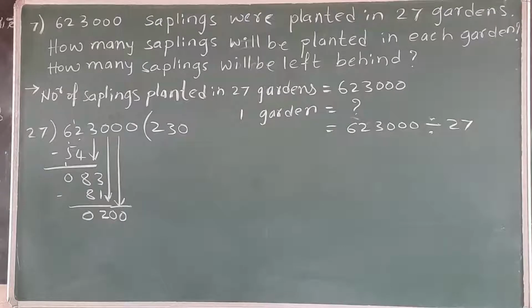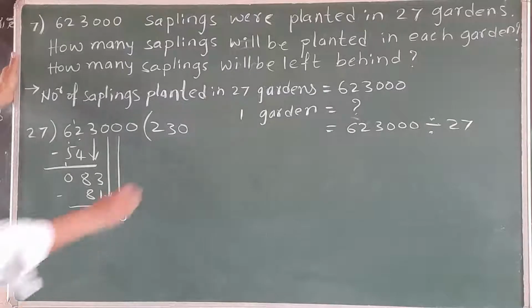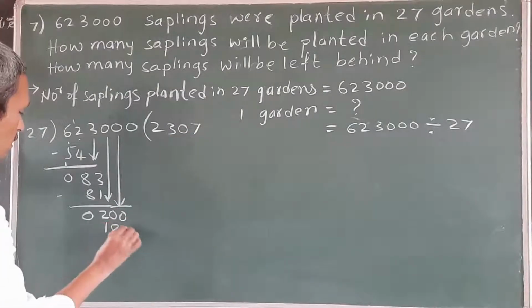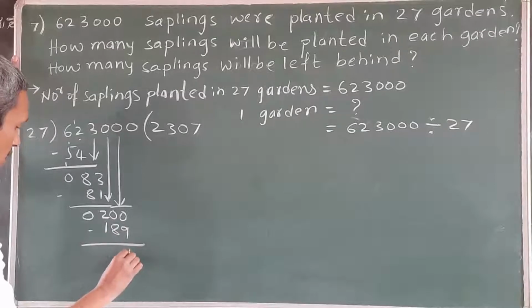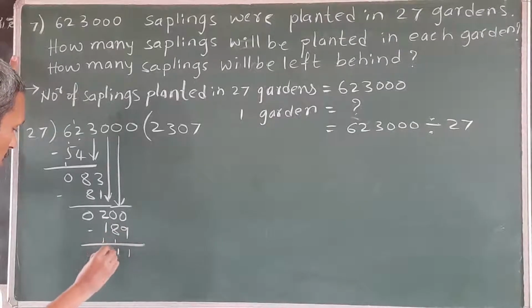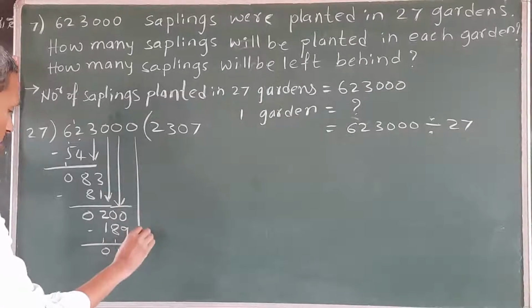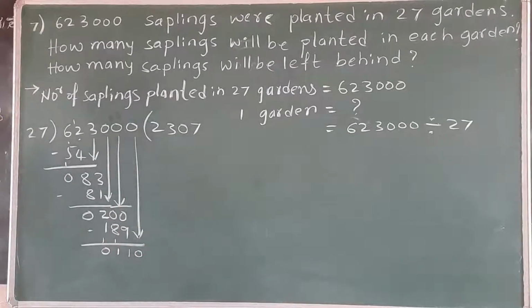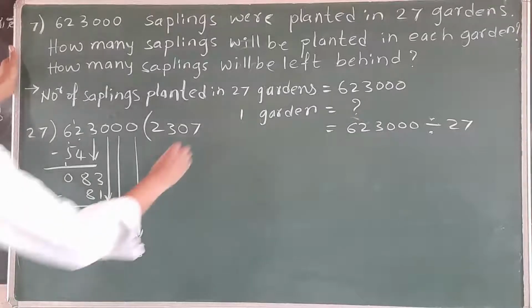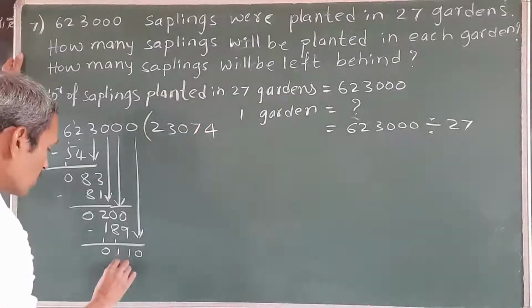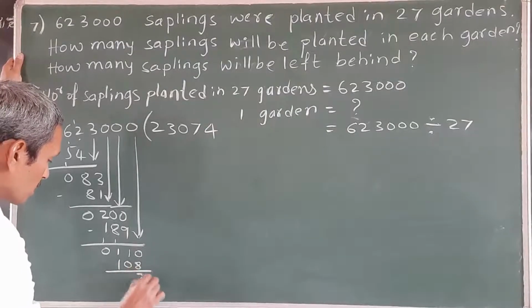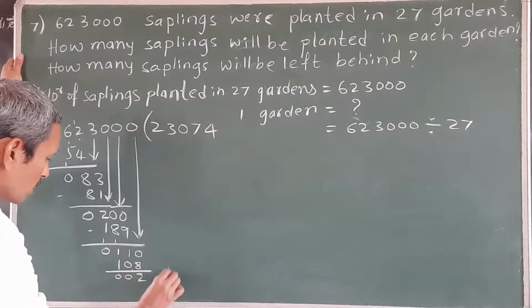27 sevens are 189, and we'll get here 11, 0. Take the next one down, it becomes 110. 110 is not there in the 27 table, so 27 fours are 108. After subtraction, we will get 2 as remainder.